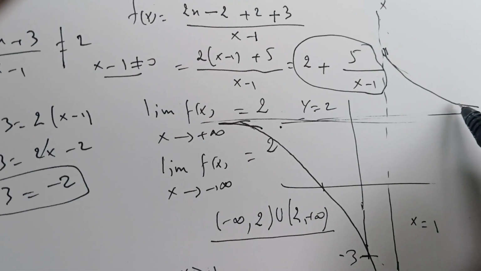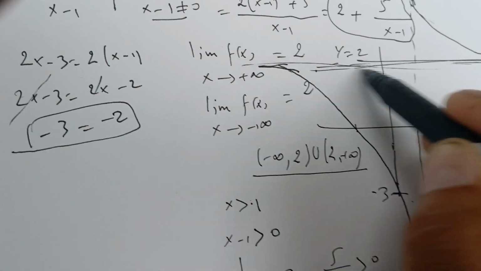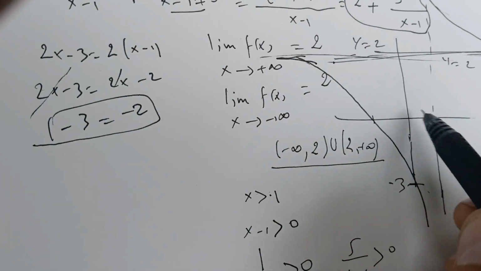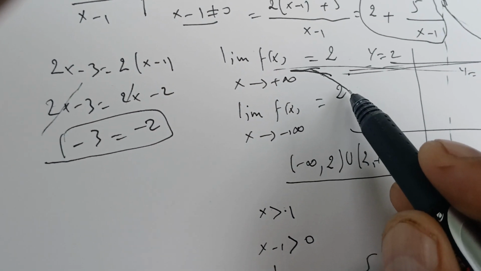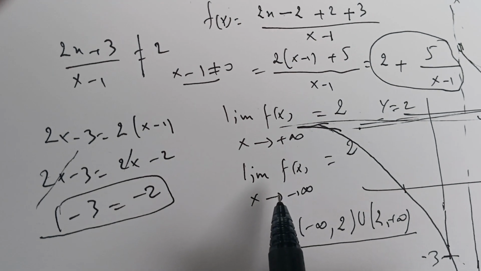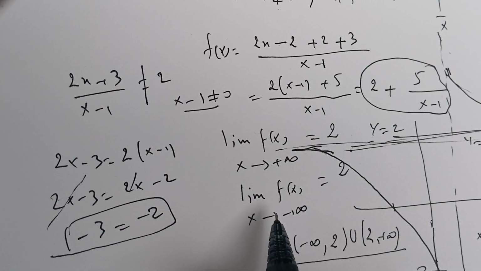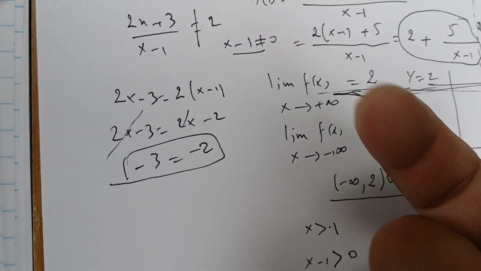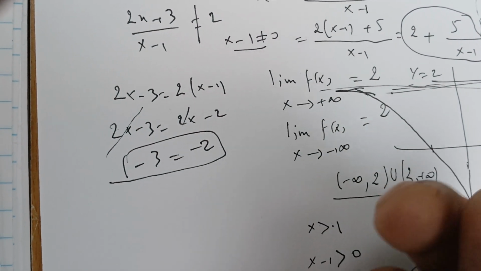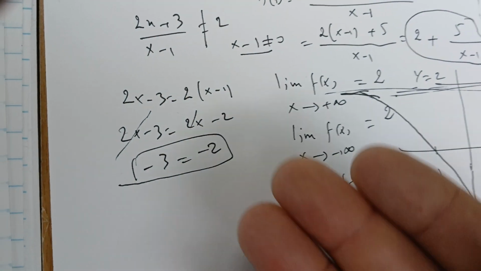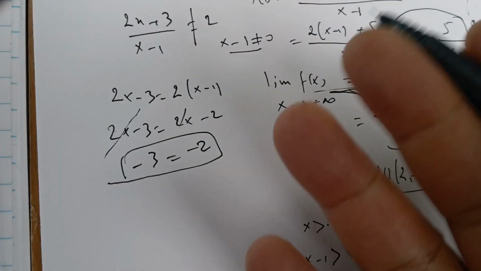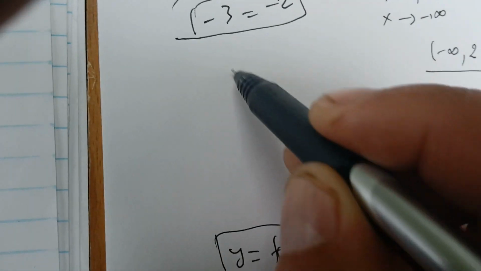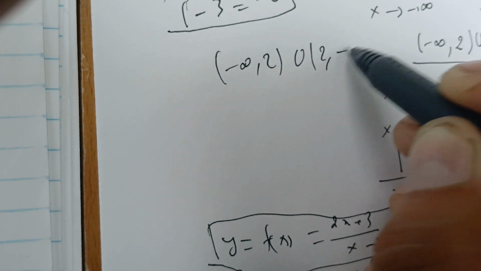When x is bigger than 1, we are above this line, this asymptote. It's called an asymptote, y equals 2. When x is less than 1, we are beneath it, but we will never be able to reach it. So this is how we do this using algebra. We try to see where we are, and we try to find the values that are bigger or smaller than the value that we want to find. The range in this case is minus infinity to 2, union 2 to plus infinity.